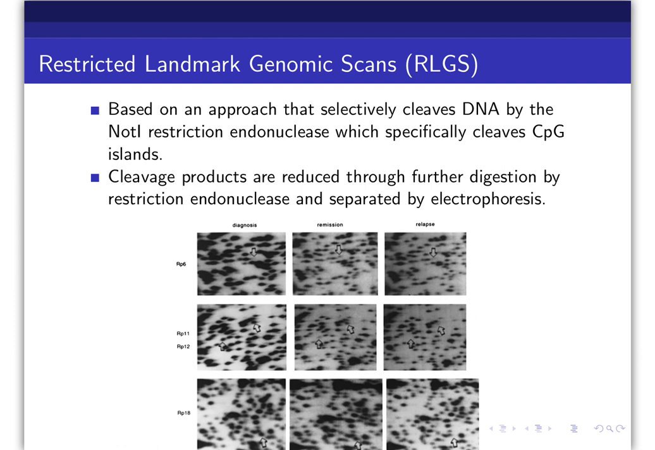Historically, around the year 2000, restriction landmark genomic scanning, or RLGS, was the high-dimensional assay used for identifying methylated sites and was based on an approach that selectively cleaves DNA by restriction endonuclease, which specifically cleaves CpG islands. As mentioned, CpG islands surround the transcription start regions of a high percentage of genes in the human genome and are typically unmethylated. The cleavage products are reduced through further digestion by restriction endonuclease and separated by electrophoresis. Therefore, the resulting data are images of the gels.